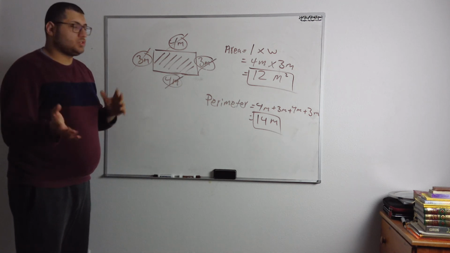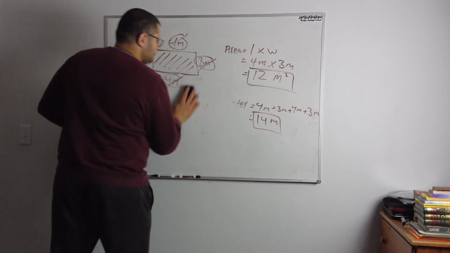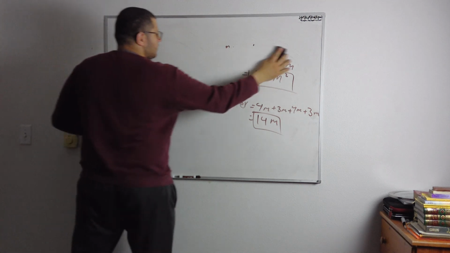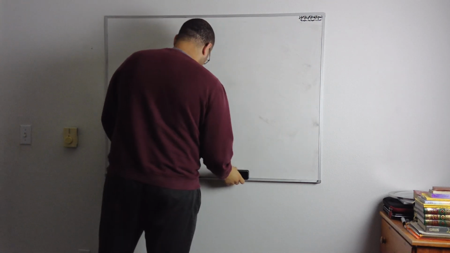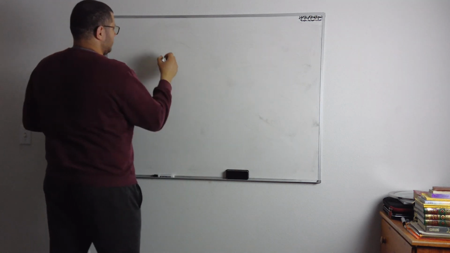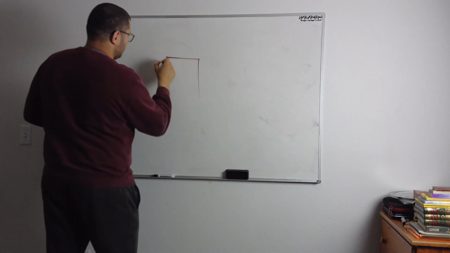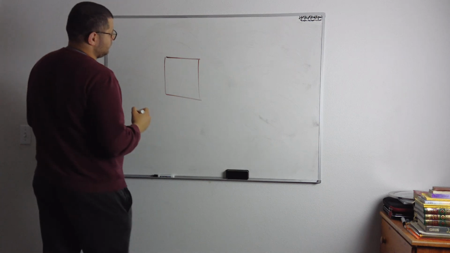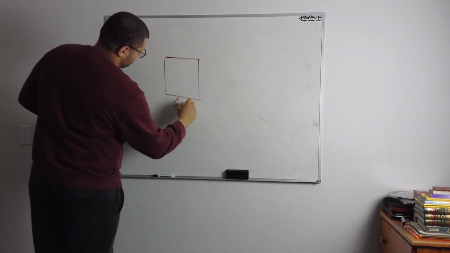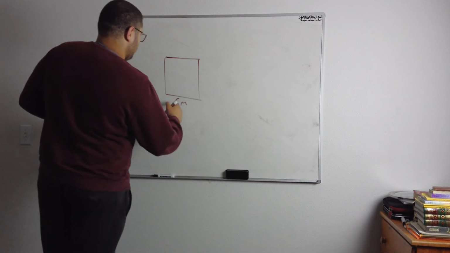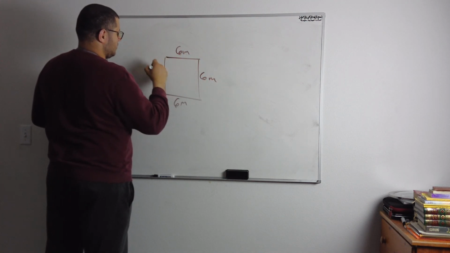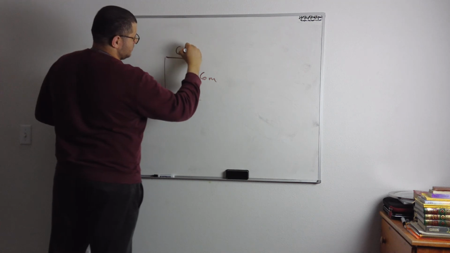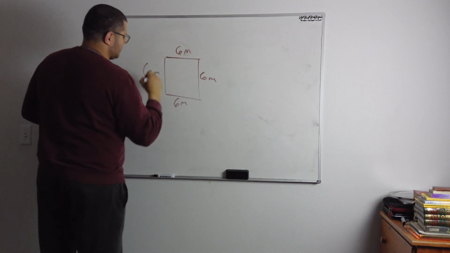Let's try a square. Same idea of finding the area and the perimeter. So we have a square. This is 6 meters. If this is 6 meters, then this is 6 meters, then this is 6 meters, and that is also 6 meters.